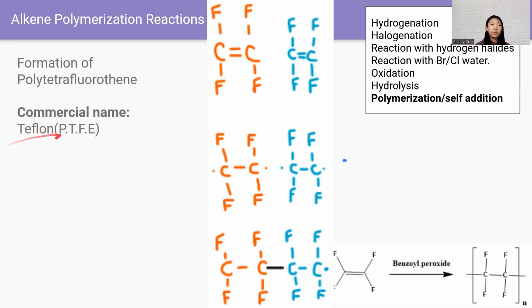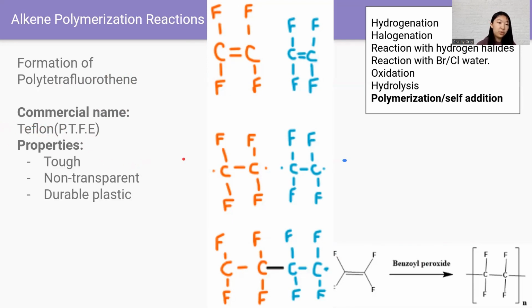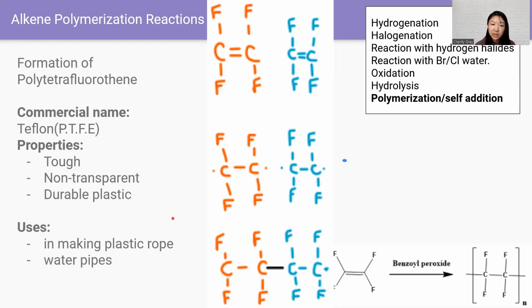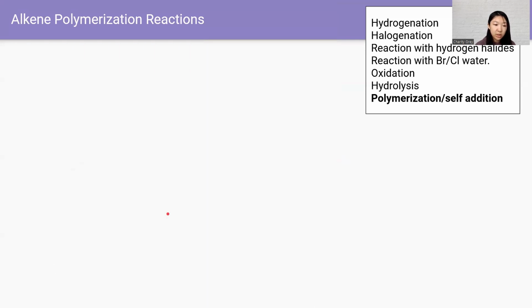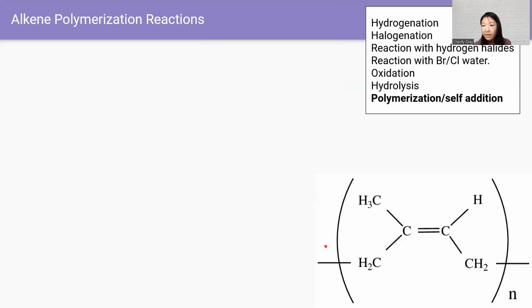Teflon is known very commonly, and it's tough, it's non-transparent, it's durable, right? It's got uses in making plastic rope, water pipes, crates and boxes. Next, we have another molecule, formation of rubber from latex. This is different. You don't have to know the exact formation, but it follows the same logic because it's another polymerization.